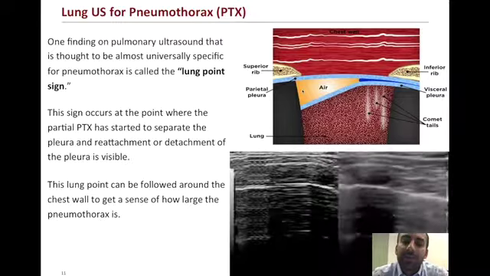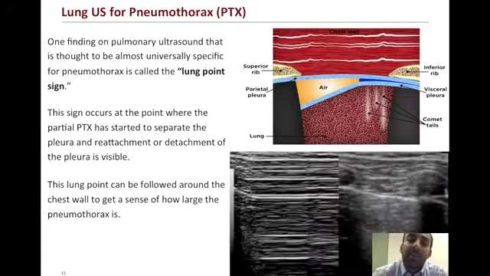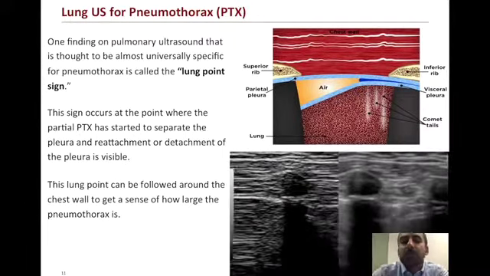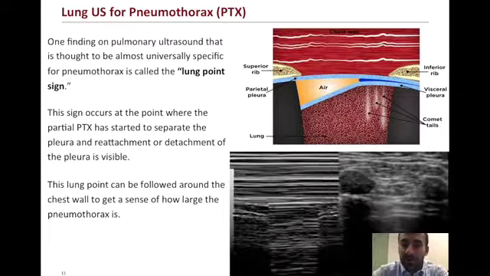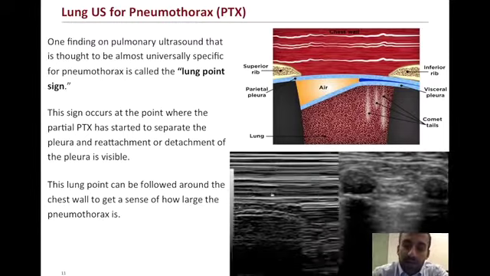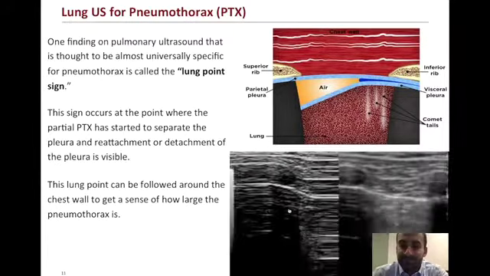And when you have that ability of detecting the lung point sign by doing the systematic ultrasound examination, you can more definitively appreciate the fact that the patient does have a pneumothorax. M-mode imaging as well can help identify this.